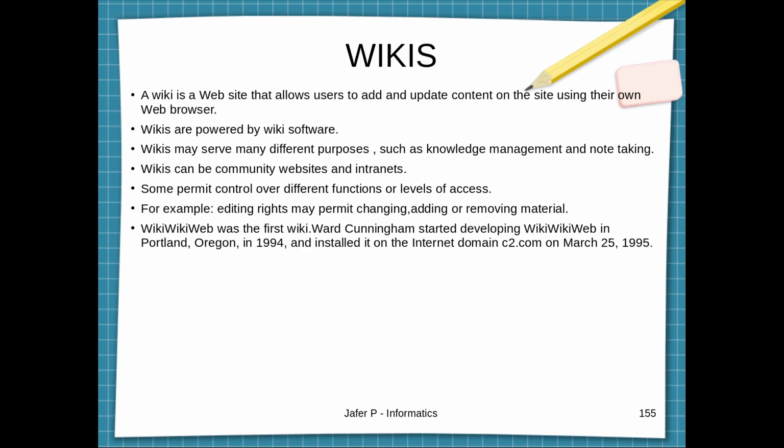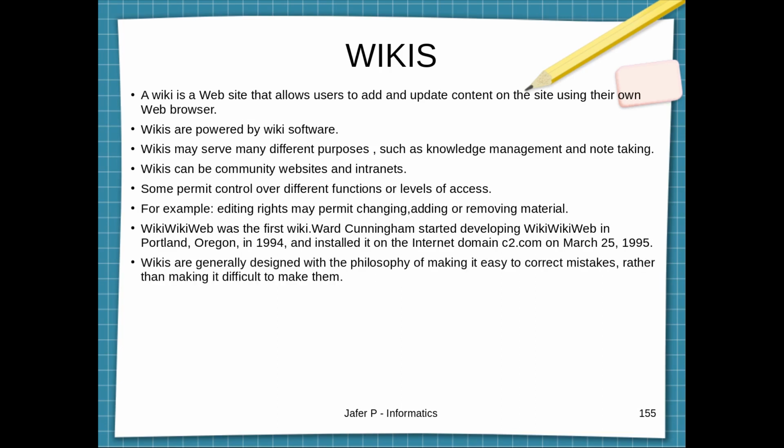WikiWeb was the first wiki. Ward Cunningham started developing WikiWeb in Portland, Oregon in 1994 and installed it on the internet domain c2.com on March 25, 1995. So what was the first wiki? The first wiki was WikiWeb, invented by Cunningham, developed in 1994 and installed in domain c2.com on March 25, 1995.